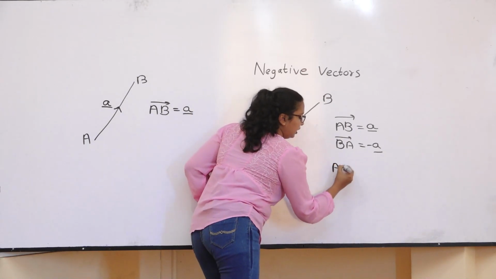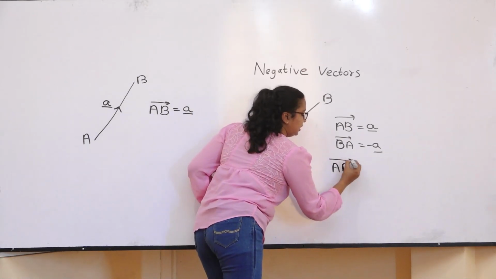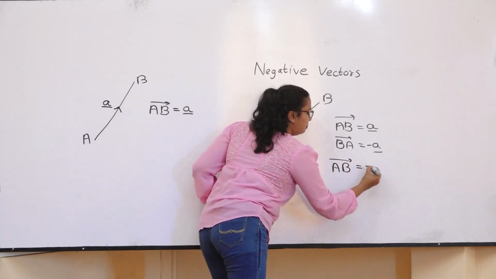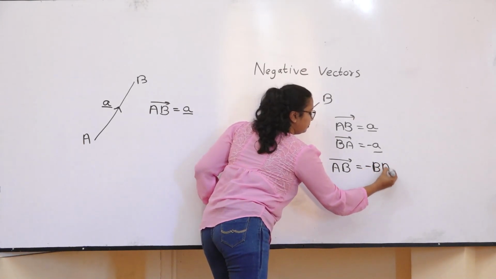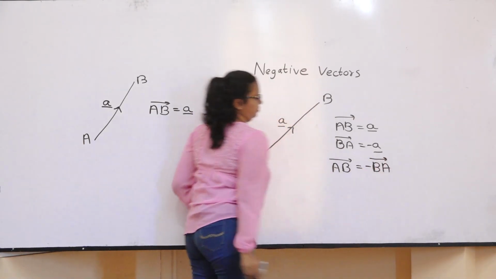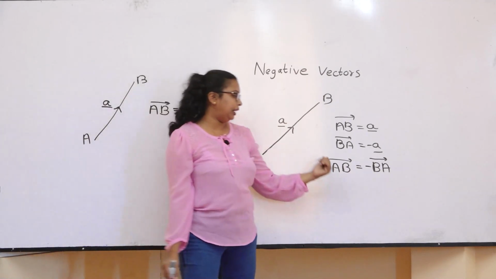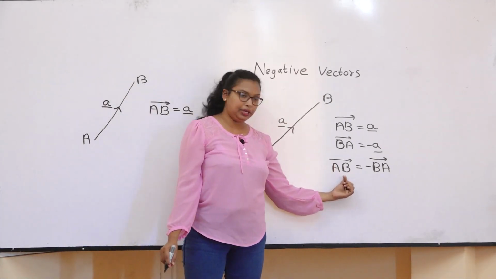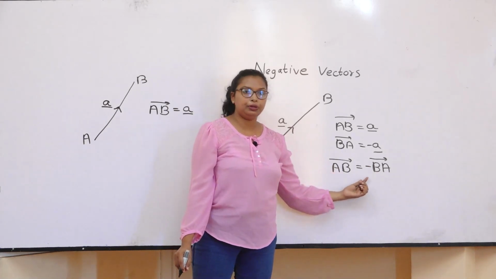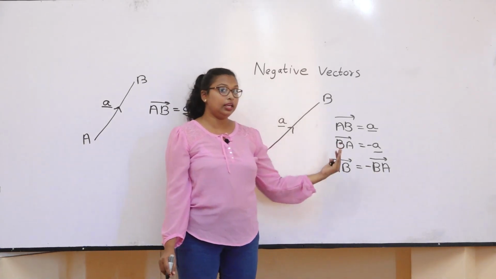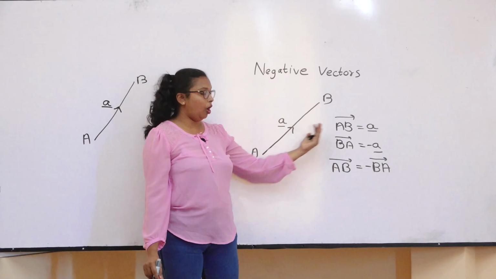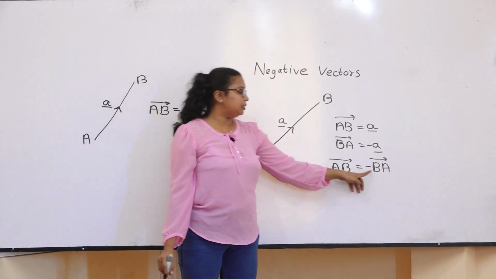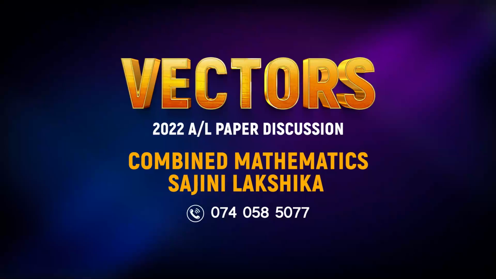Then, vector AB is equal to minus vector BA. So, what you have to get into your mind is, if you need to change the direction from AB to BA, you have to put a minus sign because we are considering the negative, opposite direction.